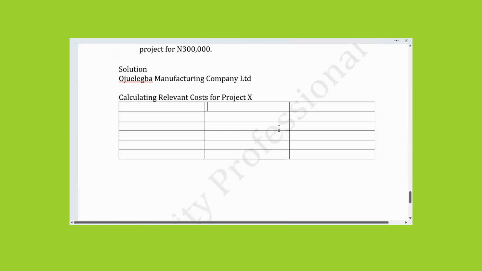I will then come here. Put Naira on the debits, Naira on the credits. Let me shift this.